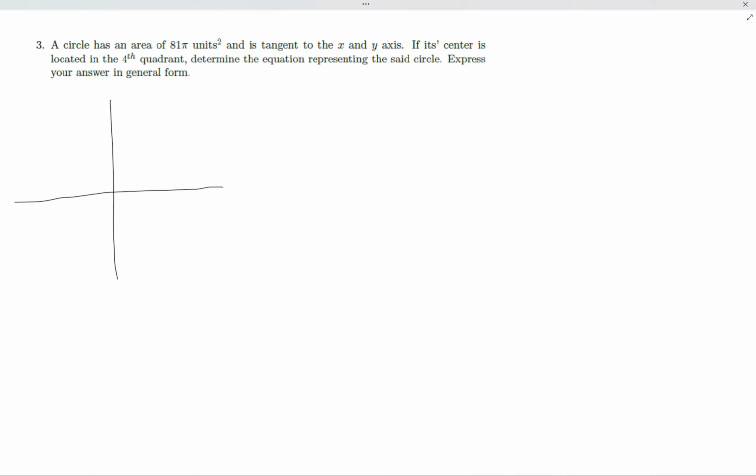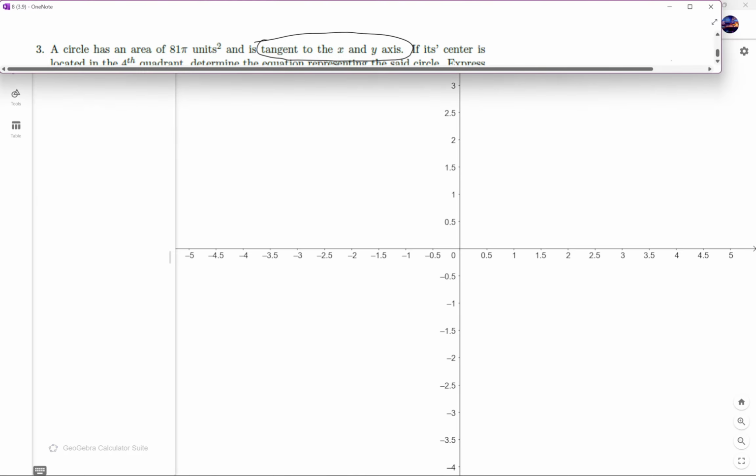It says here the center is located at the 4th quadrant. Remember, this is Q1, this is Q2, this is Q3, and this is Q4. So the center must be located within here. And the requirement is that the circle must be tangent to the x and y axis, so it must touch the x-axis and the y-axis at only one point. There could be a lot of circles, but let's draw one of them. Could be this circle right here. Again, the point is that it would only intersect the x and y axis at a single point.